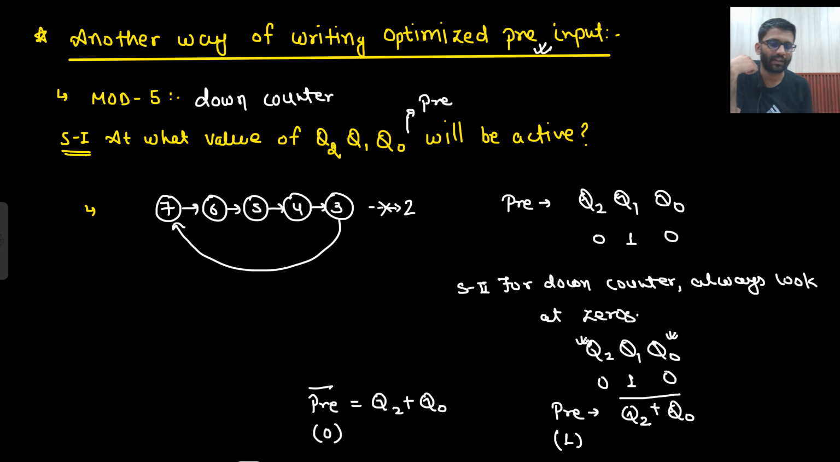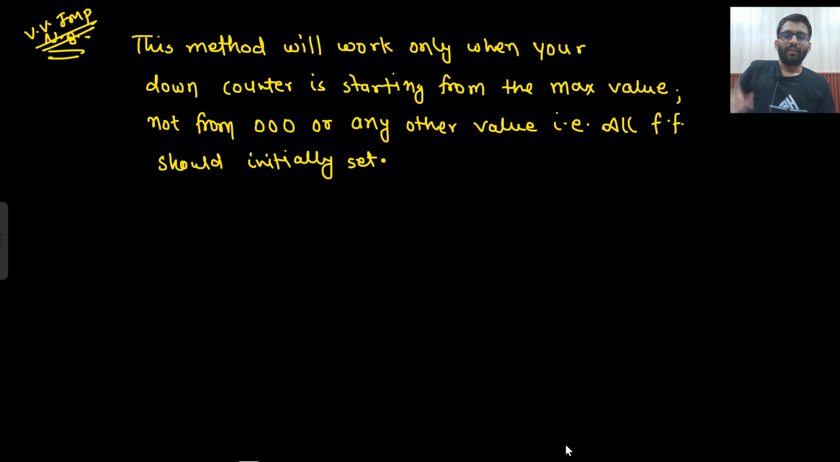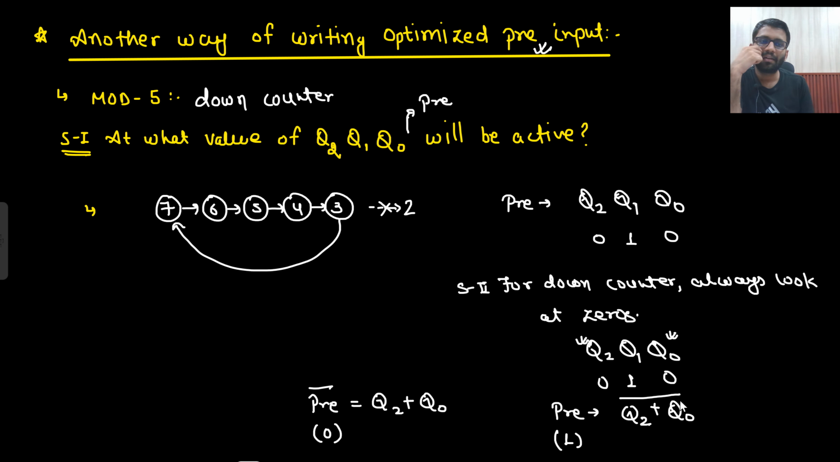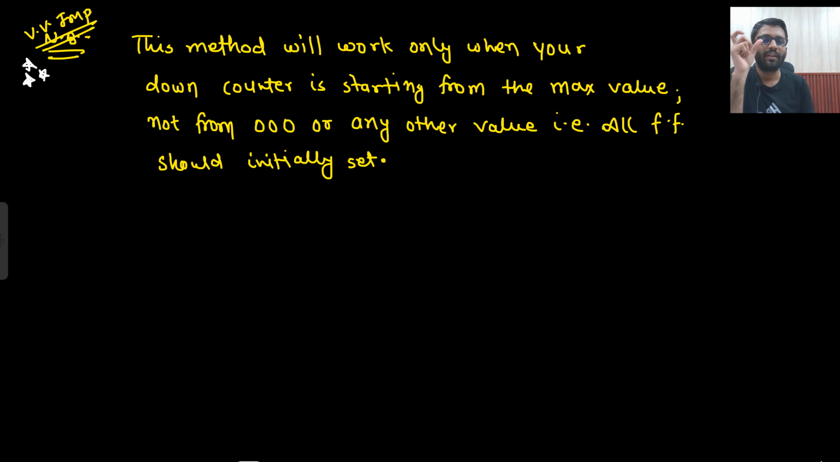Okay then. But a very important point, and a lot of times this point is missed by a lot of students and even by teachers. This method that I told, everyone will tell, but this method will be applicable if your initial states are all 1. So if you are starting from the max value, if you are designing a down counter, you need to come down, right? You need to come down.